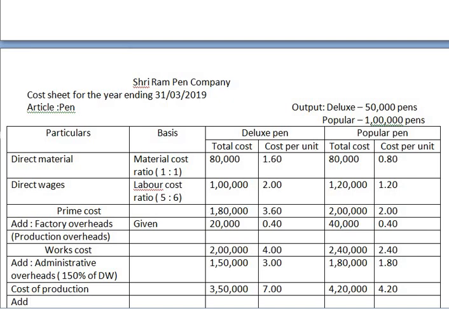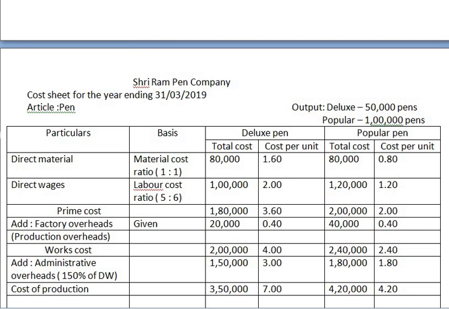The next is there is one adjustment over here. Adjustment in the sense, now check the production and sales of both the pens. Now deluxe pen, they have manufactured 50,000 pens, of which 45,000 are sold. 50,000 they have produced and 45,000 is sold. Now again there is closing stock. Closing stock of how many pens? Closing stock of 5,000 pens for deluxe pen. Same thing goes for popular also. 1 lakh pens they have produced, wherein 90,000 are sold. It means again 10,000 is closing stock.